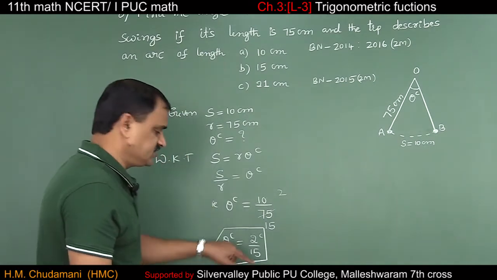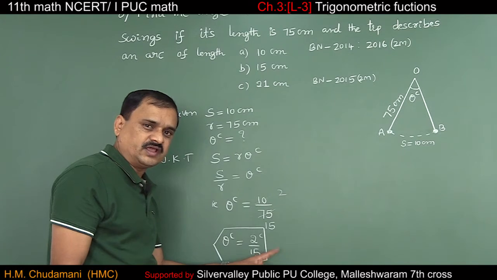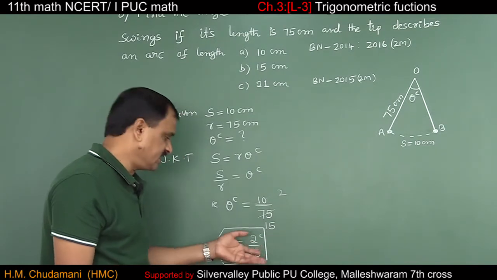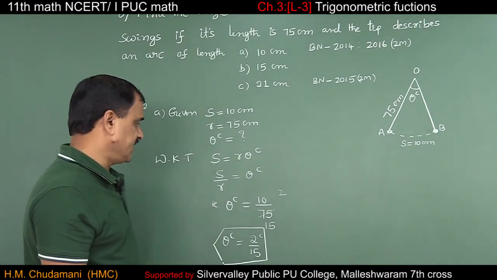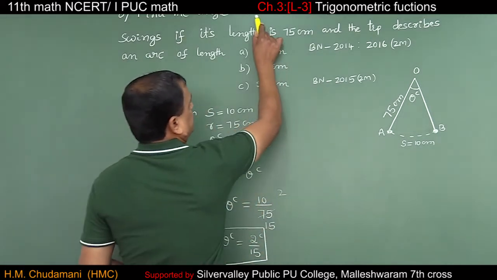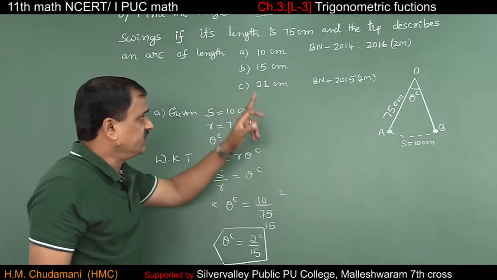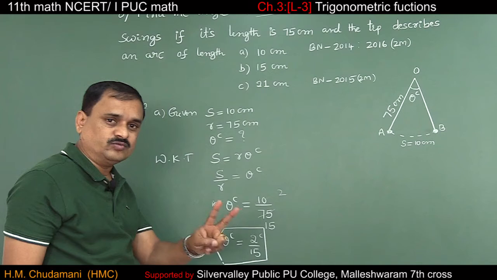If you want to convert this into degree, so pi radian equals 180 degree. So 1 degree equals 180 divided by pi. That can be converted into degree measure. So it is in radian actually. They have asked in radian. That's all the answer. So this appeared in the year 2014 and 2016 in 2 mark section.